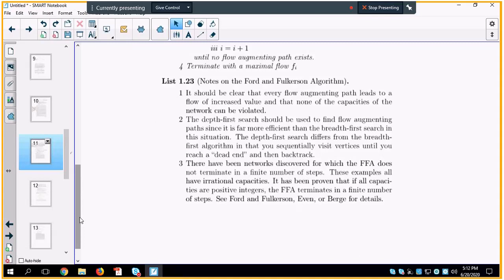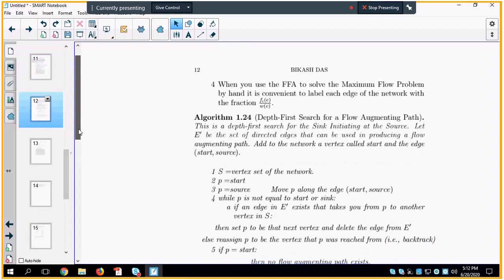Also, there have been networks discovered for which this Ford-Fulkerson algorithm does not terminate in a finite number of steps, but these examples have all had irrational capacities. So it has been proven that if all capacities are positive integers, as in our water flow problem, then this algorithm will terminate after a finite number of steps. So you could read the paper that was published by these researchers for more information.